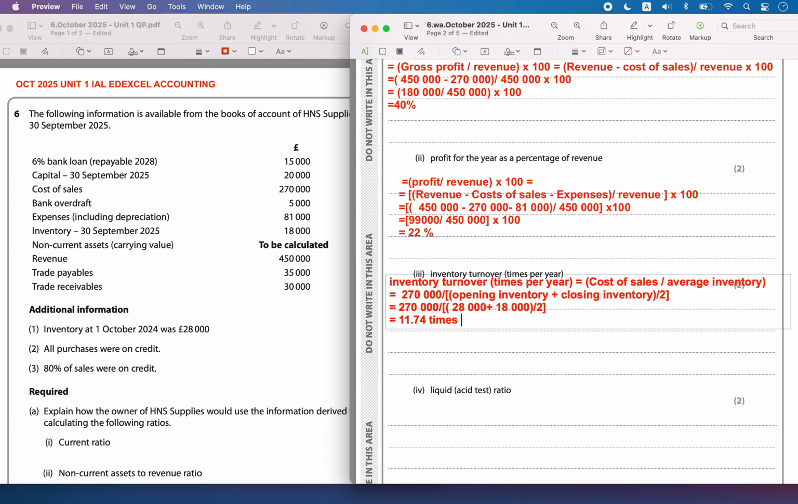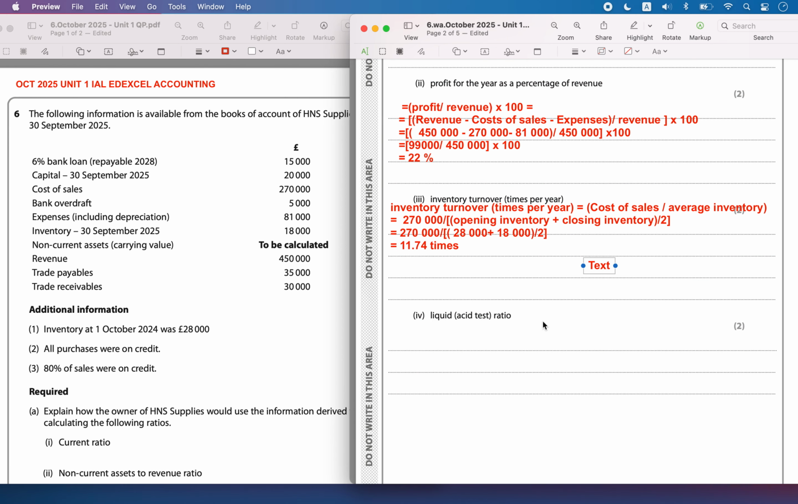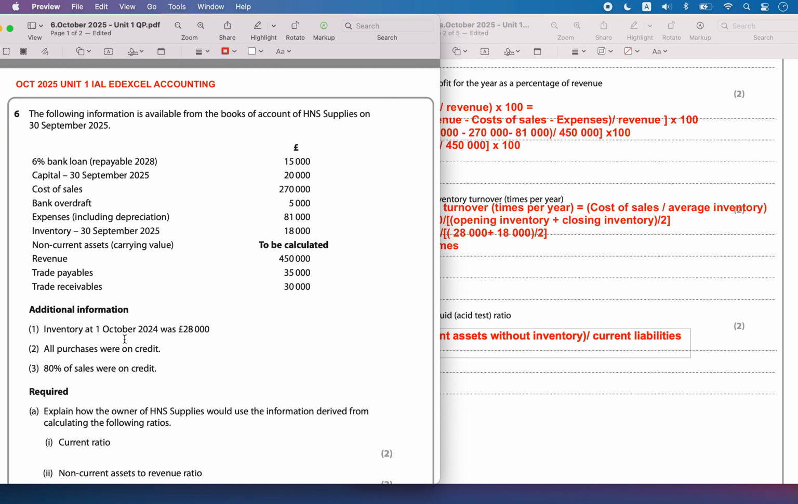Next is the liquid ratio. The liquid ratio is nothing but the current assets without the inventory. So that is equal to current assets without inventory, meaning only the current assets excluding the inventory have to be taken, divided by current liabilities. Then you will write it as a ratio.